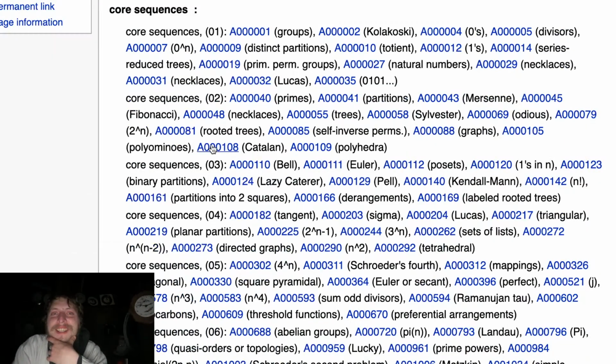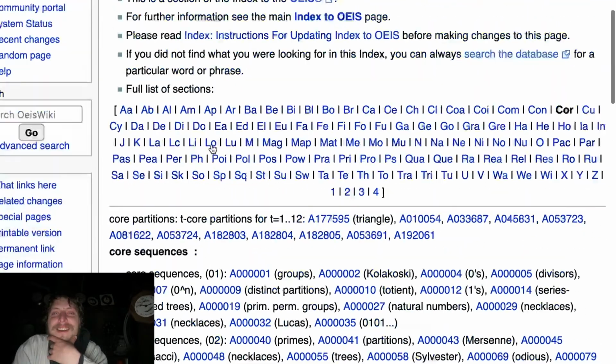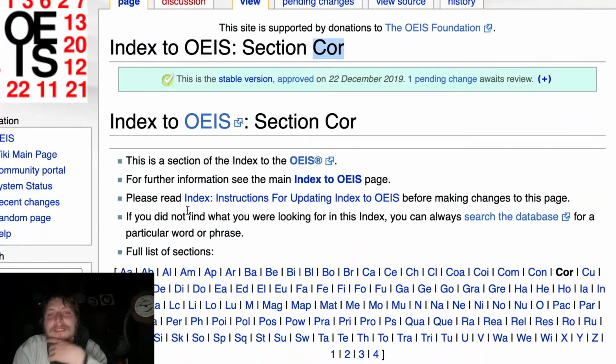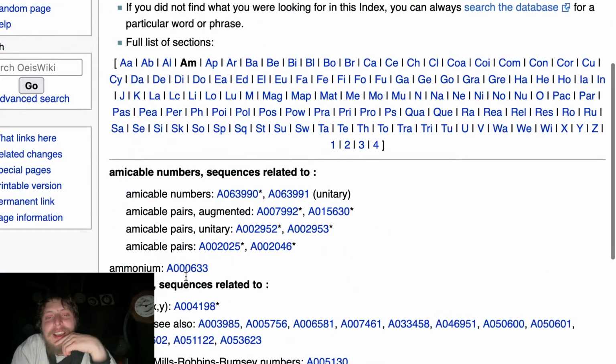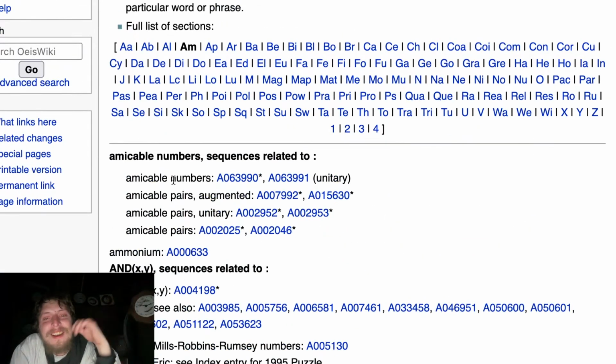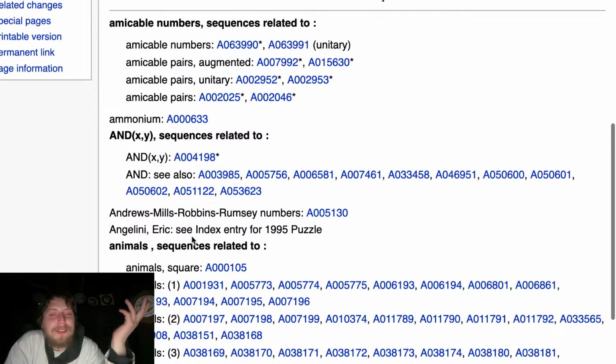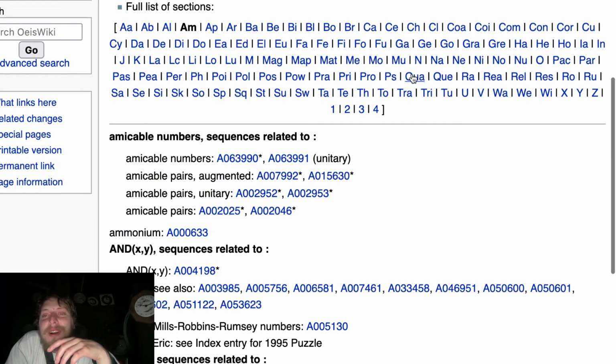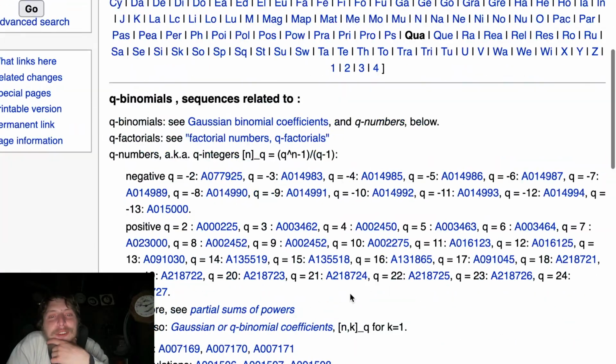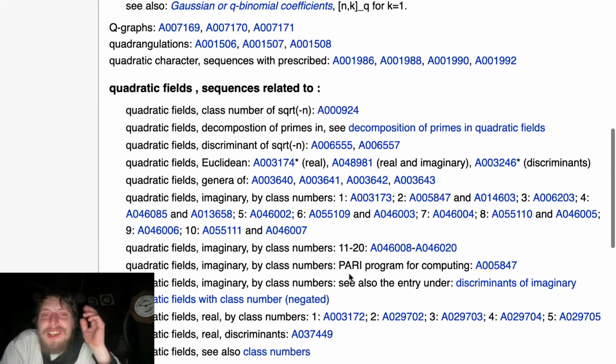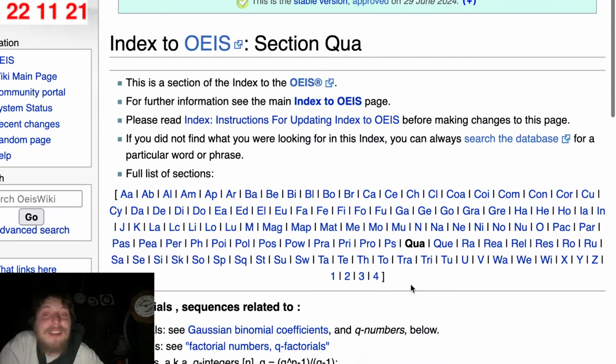Cool. Also, this is a cool page because that's core sequences, but it's also just the section COR of this crazy index. Let's look at the index for AM. Amicable numbers. Sequences related to animals. And let's say what are ones that are qua. We have Q binomials, quadratic fields. This is such a great resource. I need to just poke through this more. I need to go through every one on here sometime. What are the numbers?